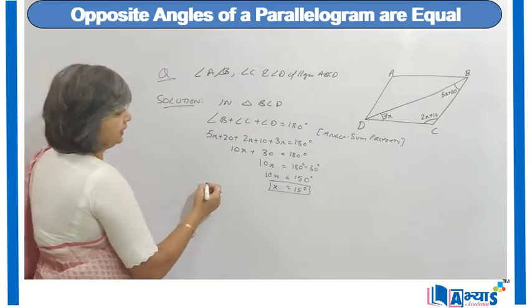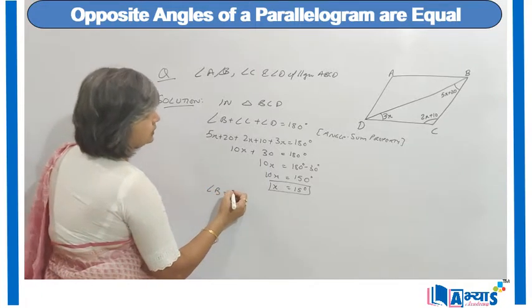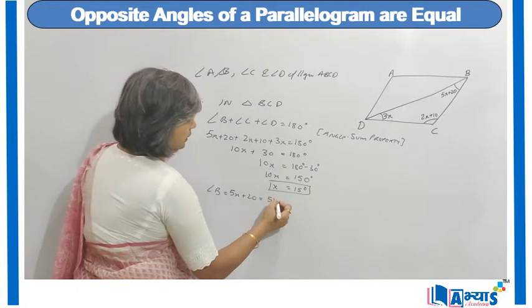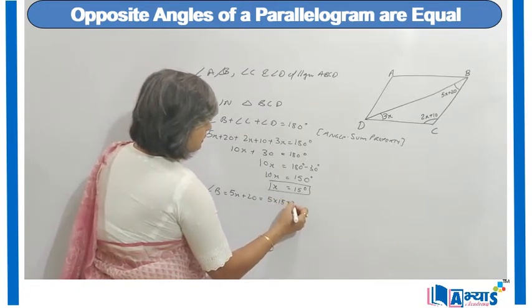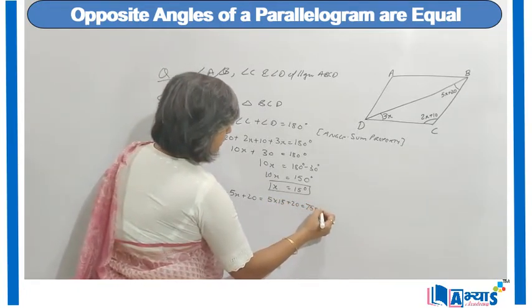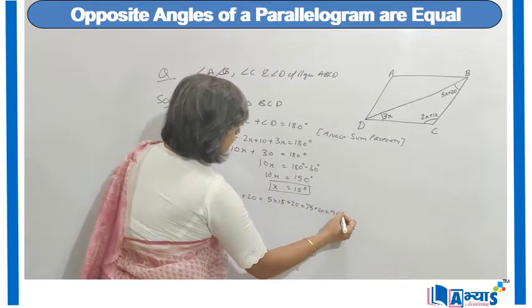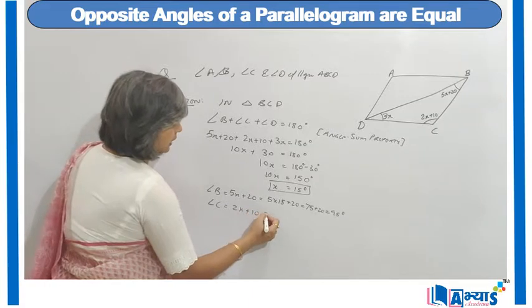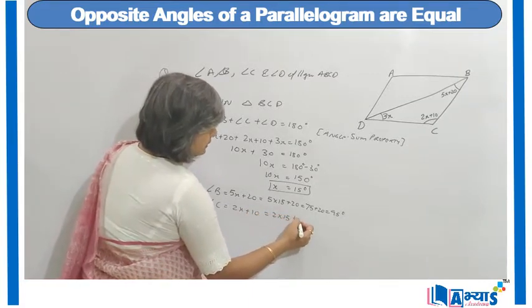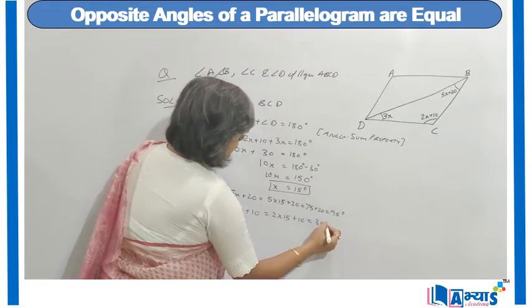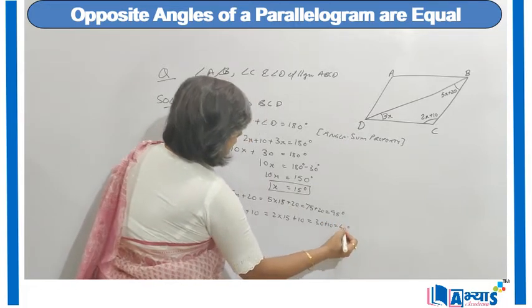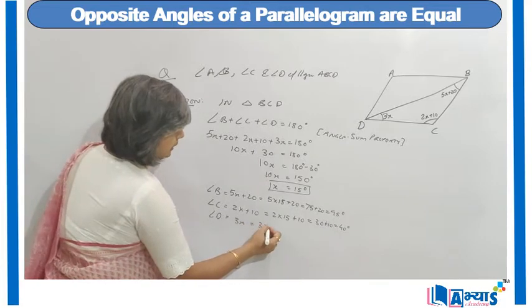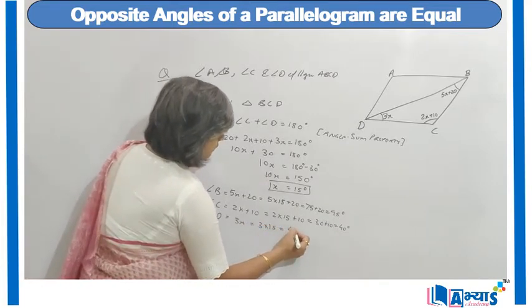Now the value of x is 15 degrees, so we will find all the angles. First we will find angle B. Angle B is equal to 5x plus 20, so it will be 5 into 15 plus 20, that means 75 plus 20, or 95. Now angle C will be equal to 2x plus 10, that means 2 into 15 plus 10, that is 30 plus 10, or we can say 40 degrees. And similarly angle D will be equal to 3x, that means 3 into 15, that is 45 degrees.